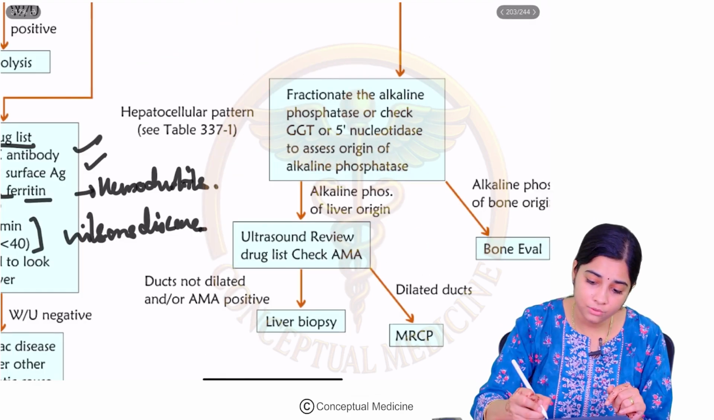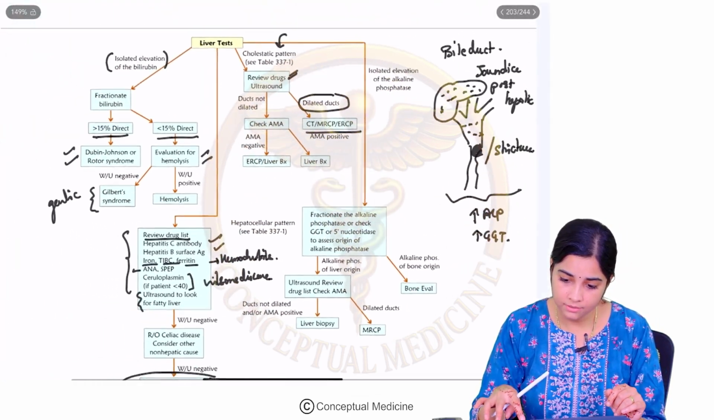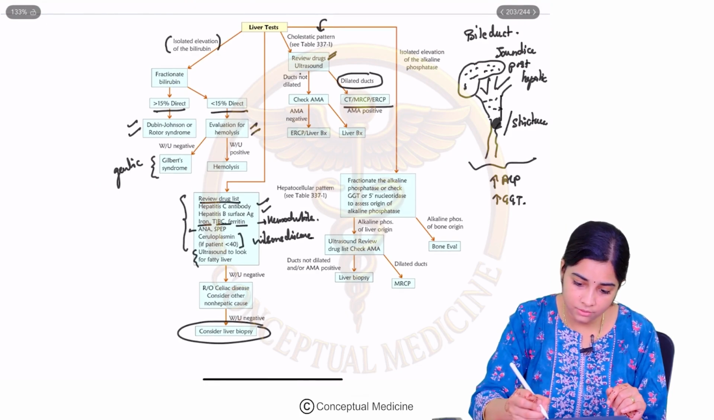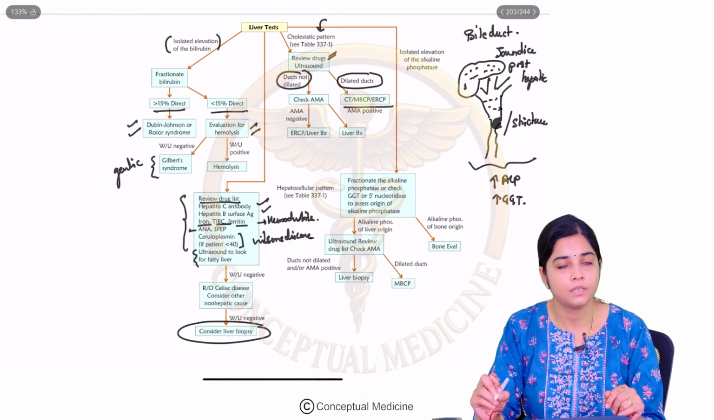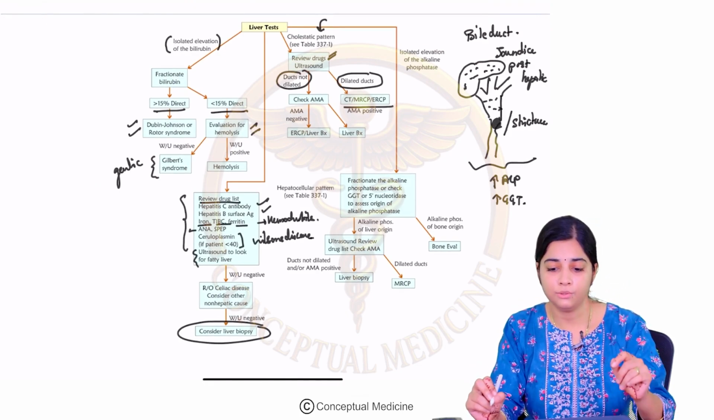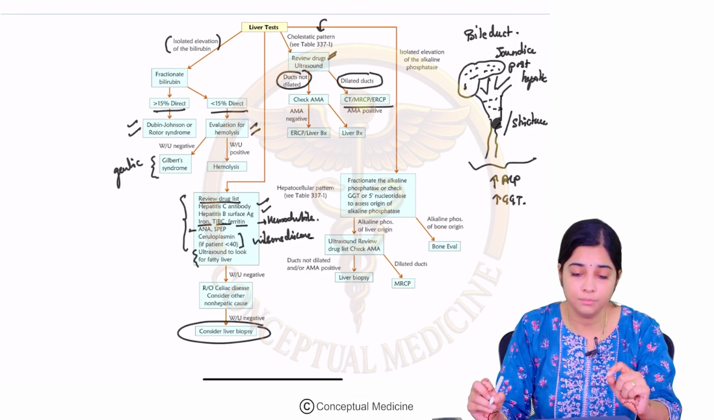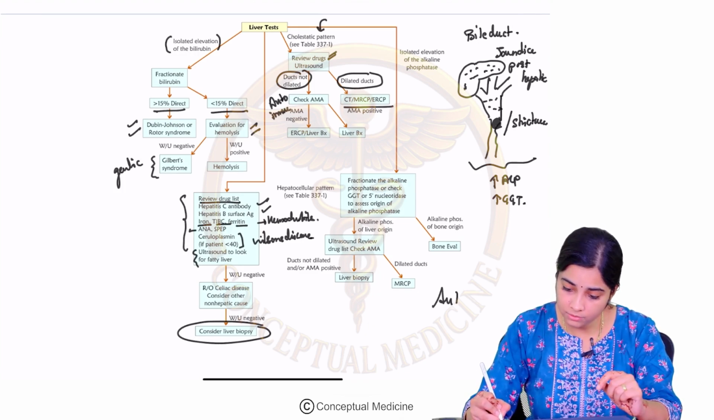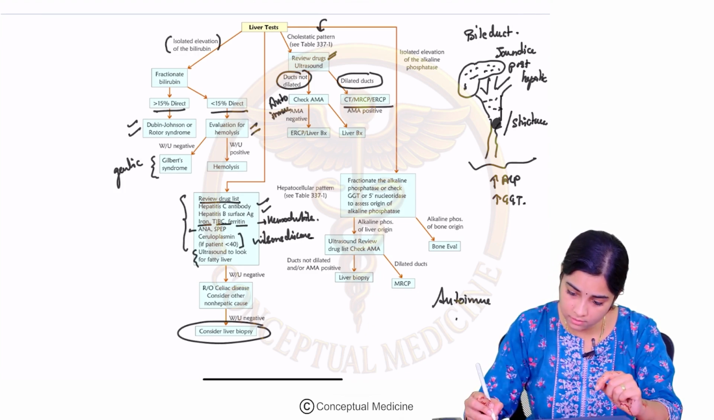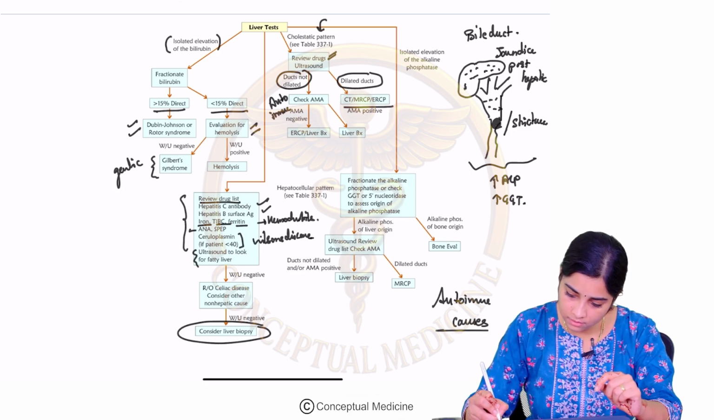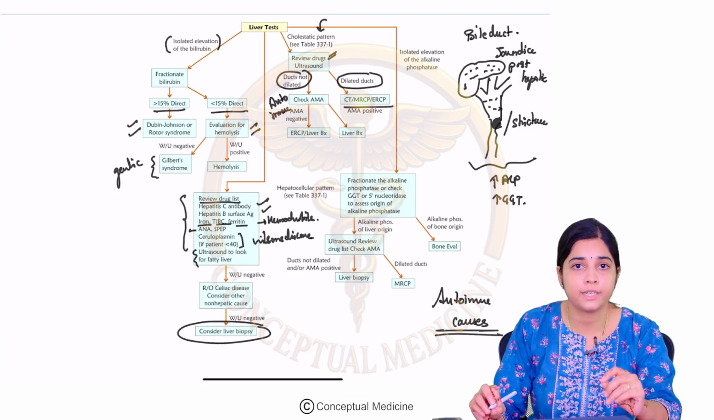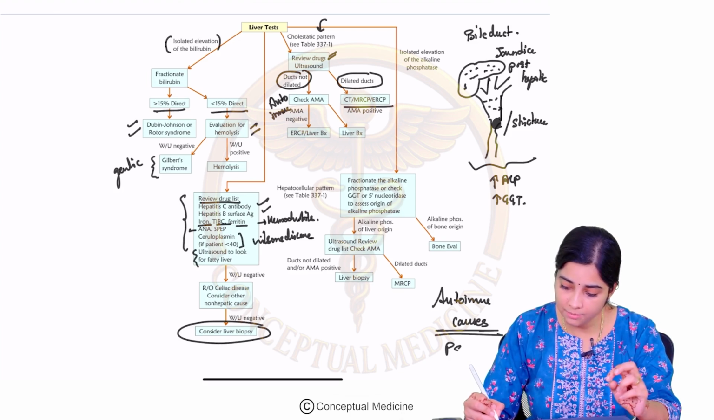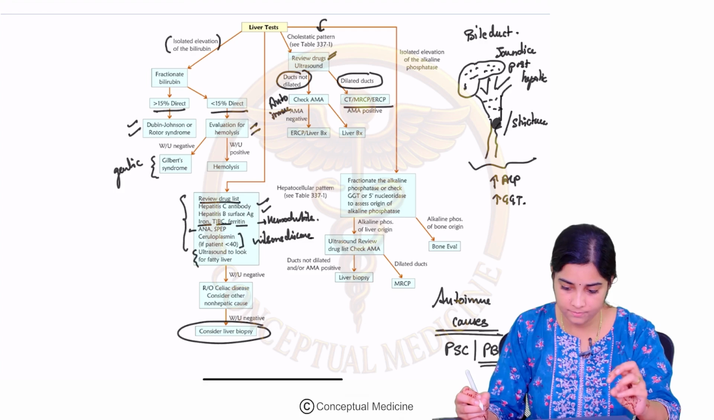Now, if there are no dilated ducts, right? If there are no dilated ducts, that means what? Then you have to look for autoimmune causes. Okay. So, the autoimmune causes which can affect the bile duct, including primary sclerosing cholangitis or primary biliary cirrhosis.